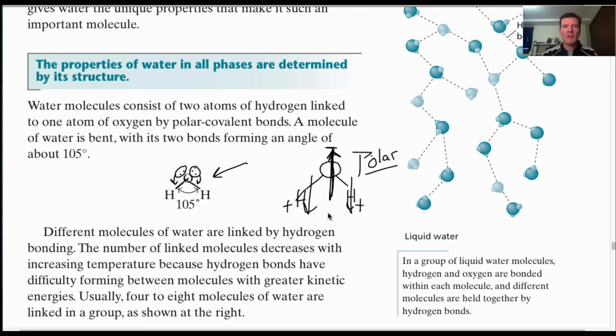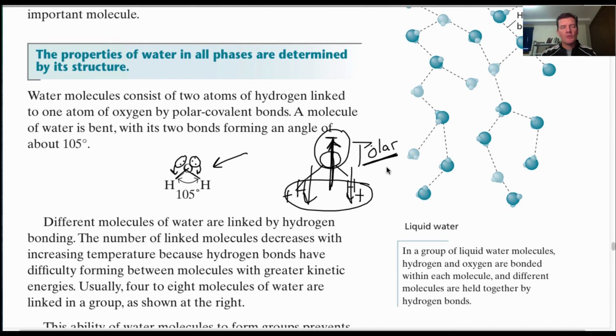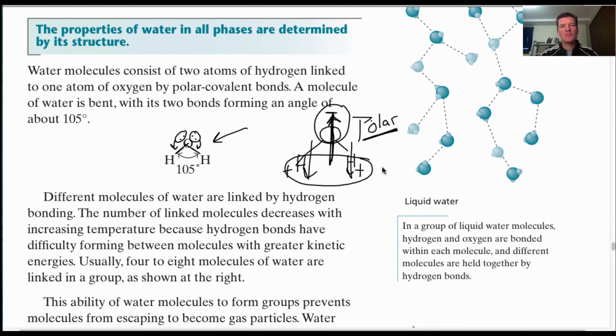The overall molecule is neutral. Okay, you have the same number of protons and electrons, but electrons spend more time over here on the oxygen side than they do on the hydrogen side, and so it is imbalanced. One side of the molecule is a little more negative than the other side, and that makes water polar. Okay? If it's polar, then it's going to be attracted to another water molecule in this manner.